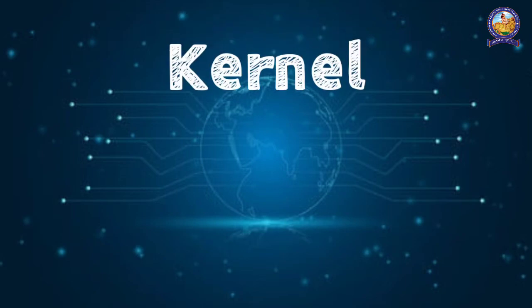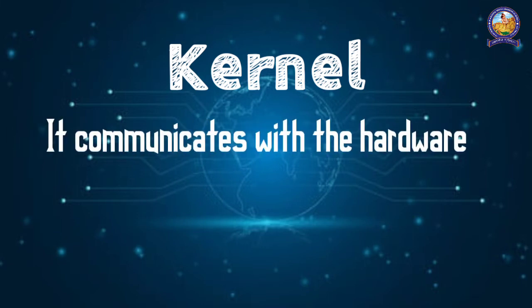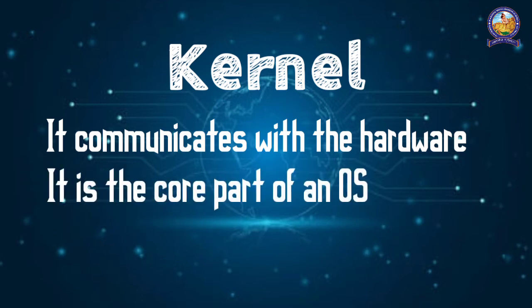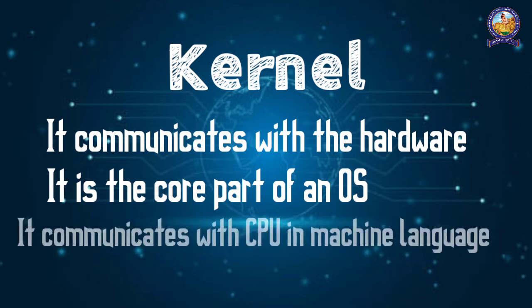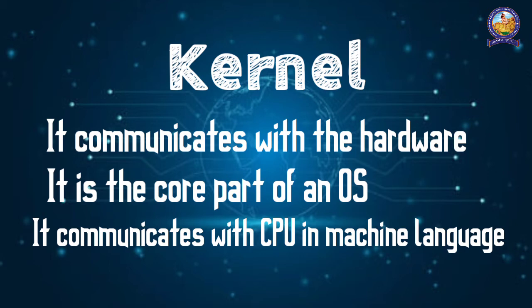The kernel is the next level of the operating system which actually communicates with the hardware. Hardware means the CPU, memory and the peripheral devices which are connected to the CPU system or inside the CPU box. So this is the core part of an operating system and it communicates with the CPU in machine language. It is the interface between the hardware and whatever instruction is given by the user.